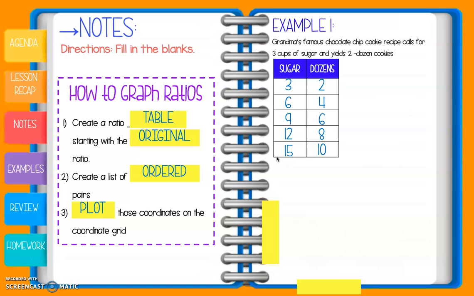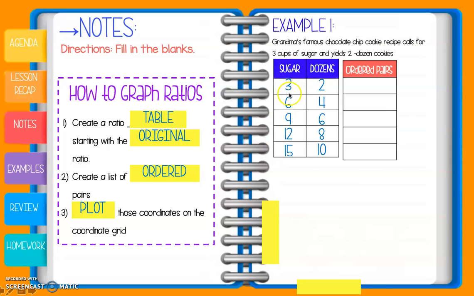And now what we're going to do is take our ratio table and create a list of ordered pairs. Now, we talked about how when we were filling in missing values in ratio tables, the first column is your X and the second column is your Y. So this column is our X's and this column is our Y's. So our ordered pair for the first row here is going to be 3, 2 inside of a set of parentheses. Now remember from our integers and graphing unit that ordered pairs have to be inside of parentheses and with a comma between them. So our second row, the ordered pair would be 6, 4.